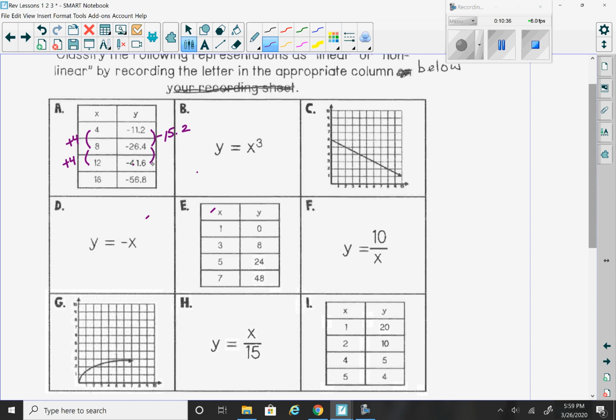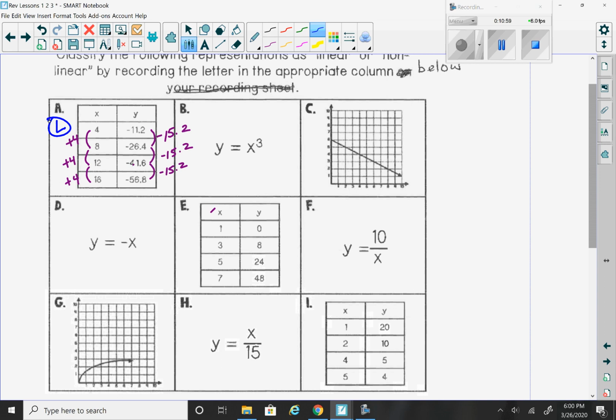And then subtracting those y values again, it's still going down 15.2. Checking my last set of points, 12 to 16, that goes up 4. And subtracting my last y values, again, I get negative 15.2. So again, notice you have that constant rate of change. So because of that, we would say that this graph is linear.